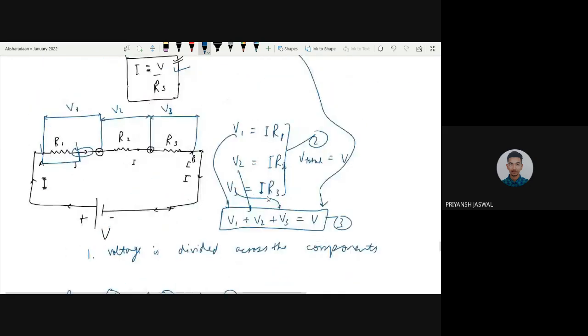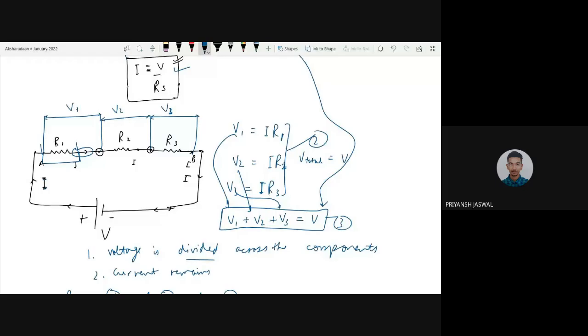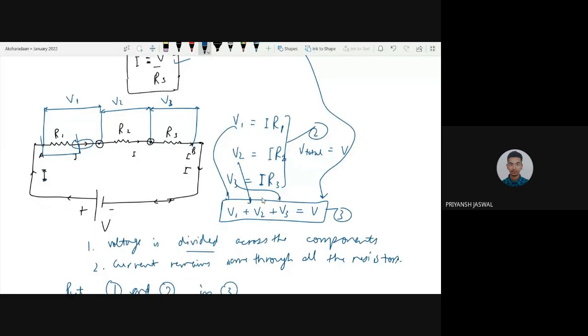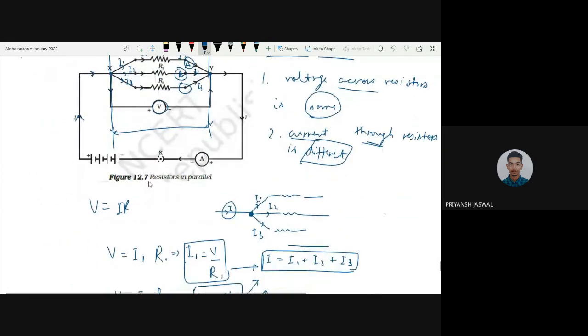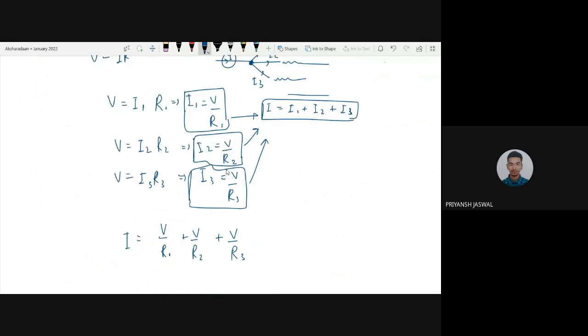Remember, in the case of series, the voltage is divided, the current remains the same through all the resistors. So we add voltages because voltage is divided. And in the case of parallel combination, the current is divided or say different. Voltage is the same, so we are adding currents this time.